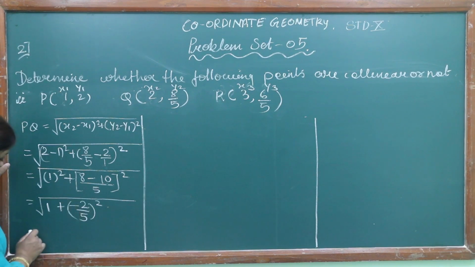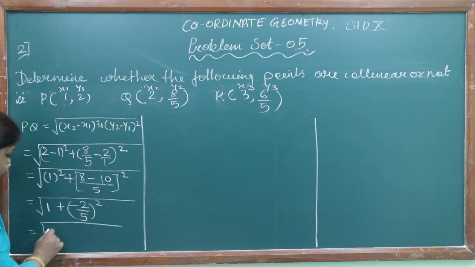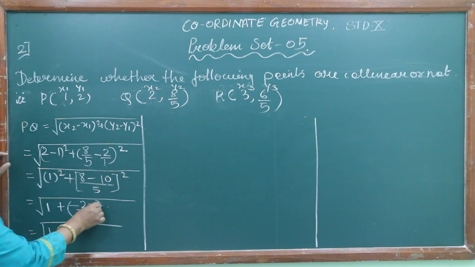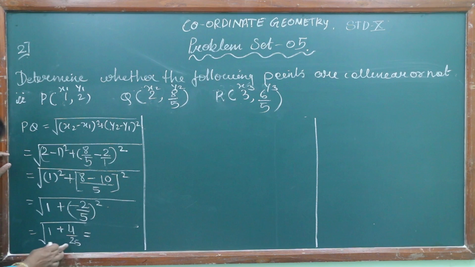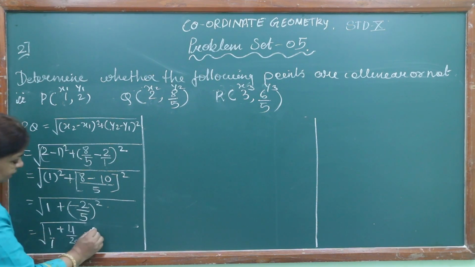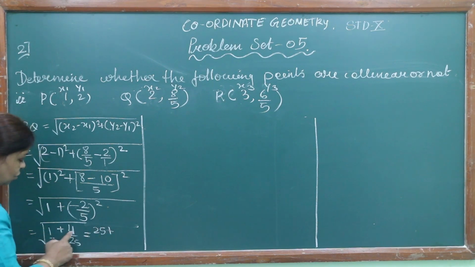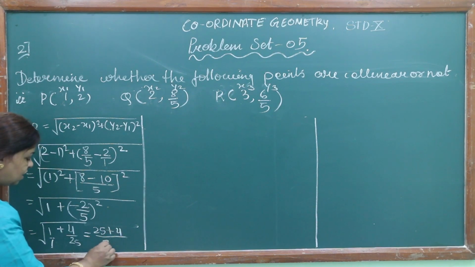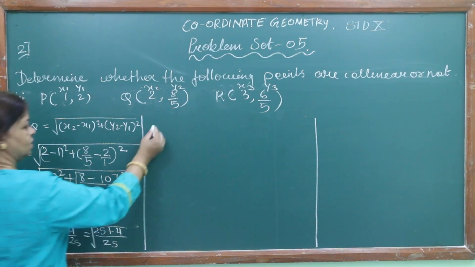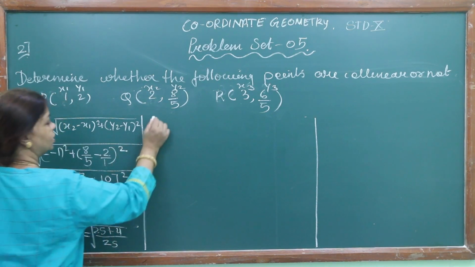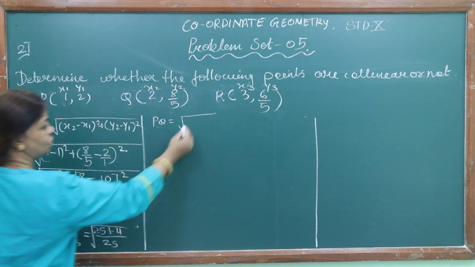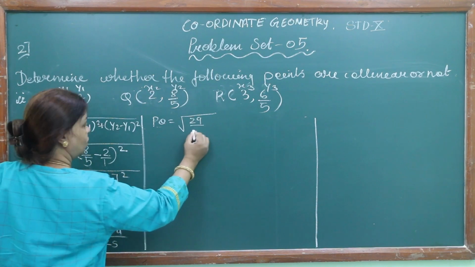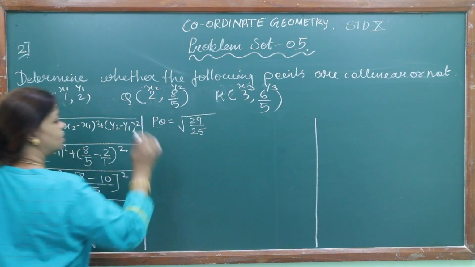Now this has to be squared. 1 plus minus 2 means 4 upon 25. Again we got a fraction here, children. So upon 1, 25 plus 1 into 4 upon 25, 1s are 25, the under root. 25 plus 4 is 29 upon 25. This is PQ, so this is the PQ distance.